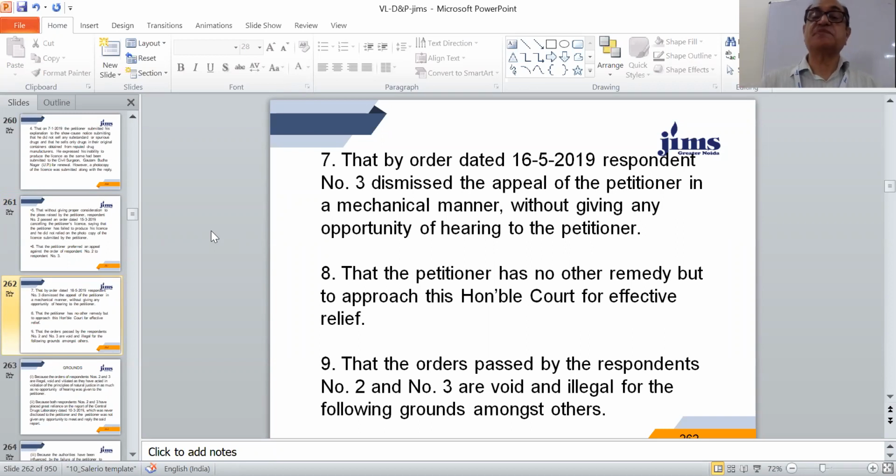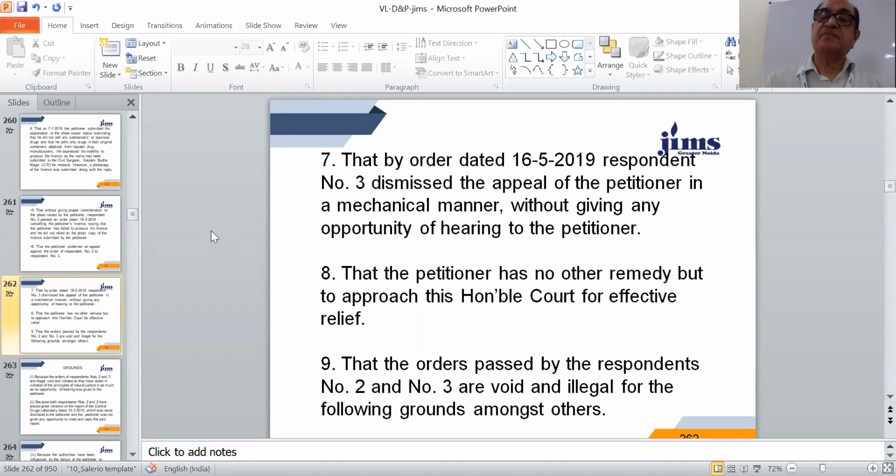See, this is again violation of principles of natural justice, that while passing order dated 16 May 2019, respondent number 3, tribunal, dismissed the appeal of the petitioner in a mechanical manner and no opportunity of hearing was given by the tribunal also. Para number 8, this is a compulsory paragraph, that the petitioner has no other remedy but to approach this honorable court for effective relief. Para 9, that the orders passed by the respondent number 2 and 3 are void and illegal for the following grounds, amongst others. Now you are to draft the grounds of the petition.